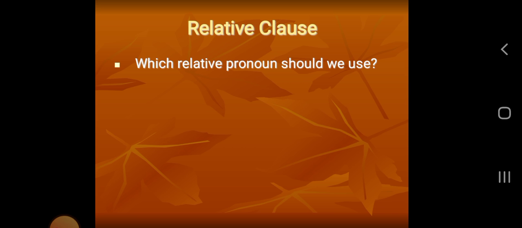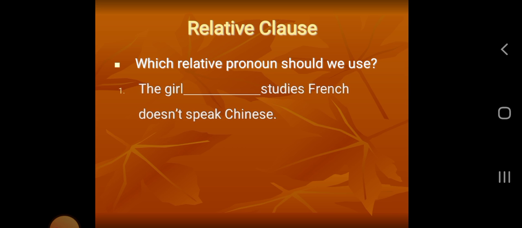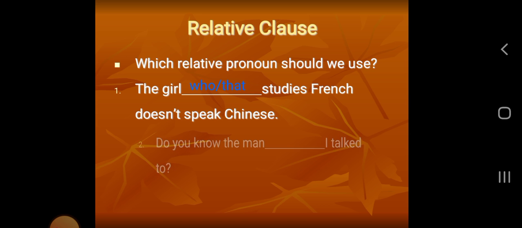Which relative pronoun should we use? The girl blank studies French, doesn't speak Chinese. Who or that? Do you know the man?